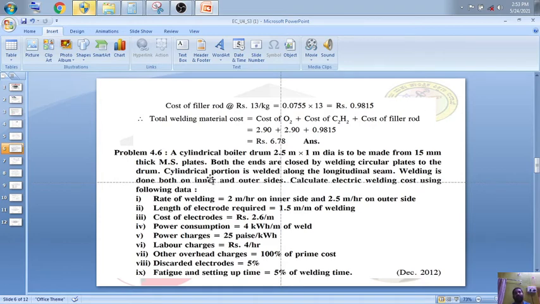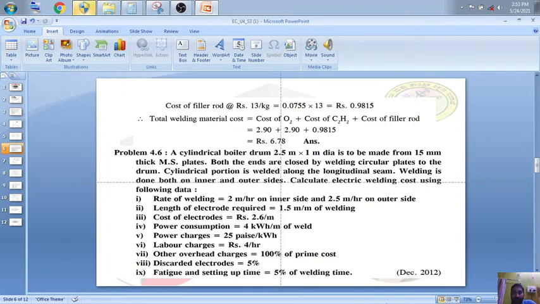So next problem is cylindrical boiler drum. So drum is there, 2.5 meter and 1 meter diameter. The diameter of the boiler is 1 meter and the length of the boiler is 2.5 meter. It is to be made from 15 mm thick MS plate. So 15 mm thick MS plate is used for making this drum.